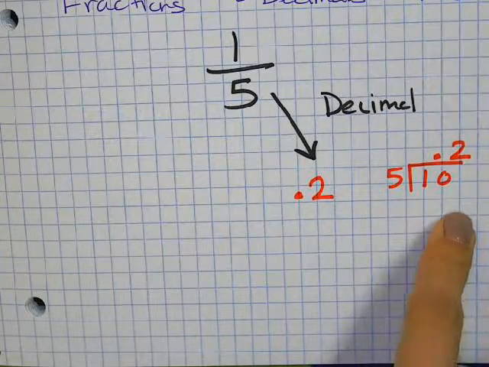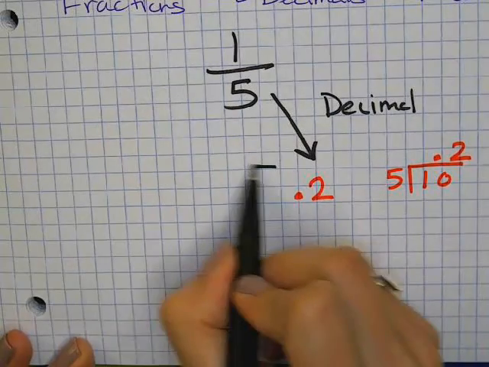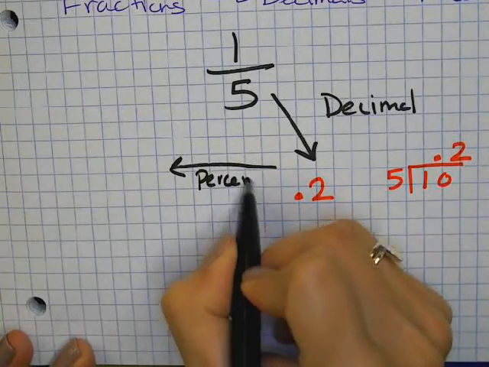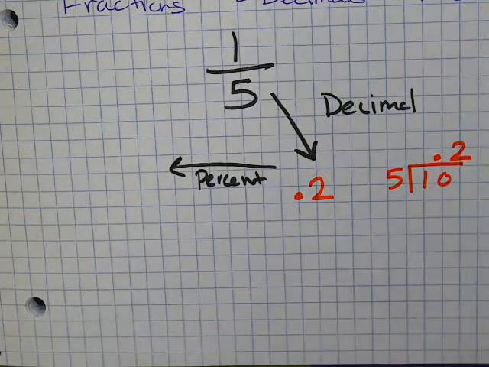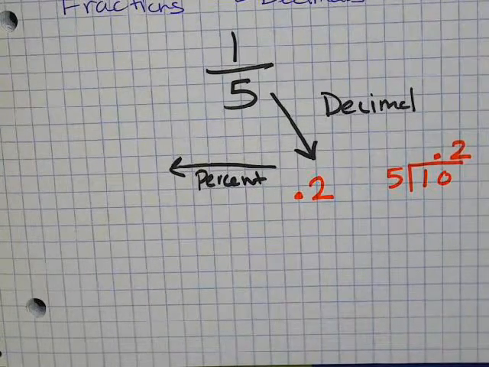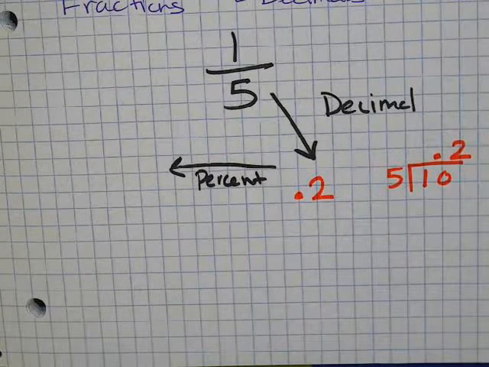So how do you change a fraction to a decimal? You have to divide. Now my next question is, okay, I have my decimal. How do I turn it into a percent? Yes, Kimberly? That's part of it. Don't you move 2 spaces? Yes.